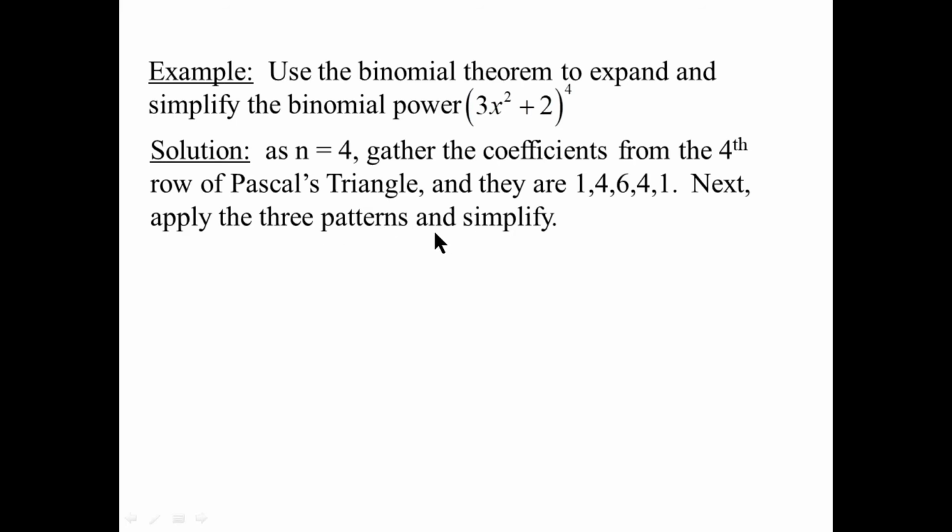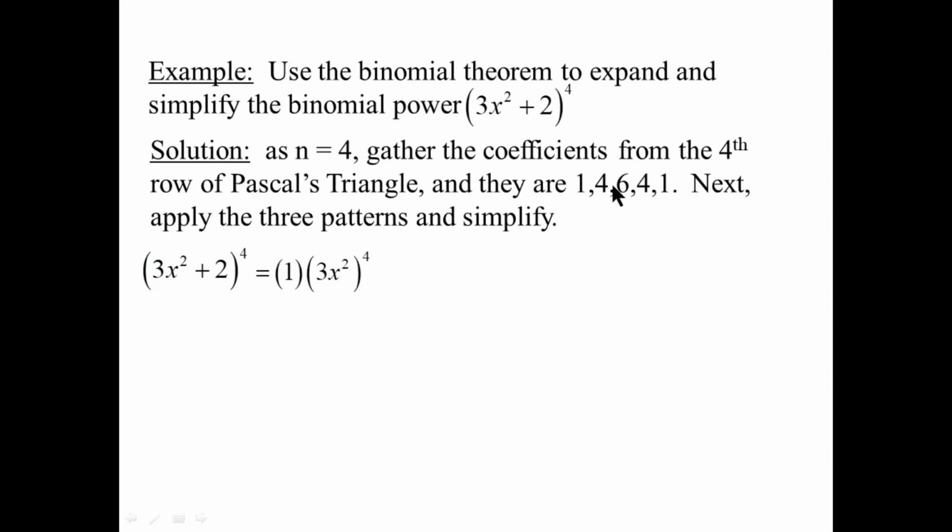Next, apply the three patterns and simplify. Let's begin. The procedure is as follows. Reach up here and take the first coefficient, put it down here, like this. There it is, there's that 1. Take A, which is 3x squared, to the fourth. So I've started that pattern that goes A to the n, A to the n minus 1, and so on. Notice the use of brackets. The brackets mean multiply. They're needed.